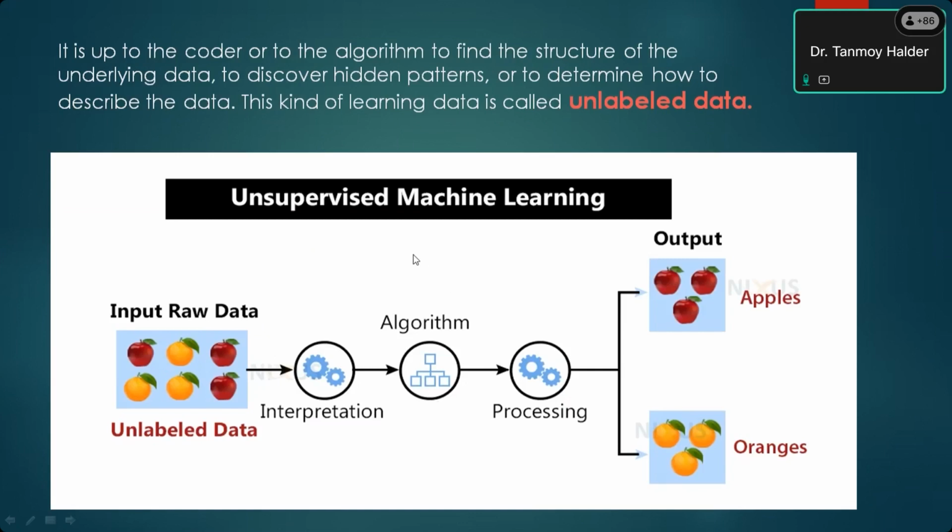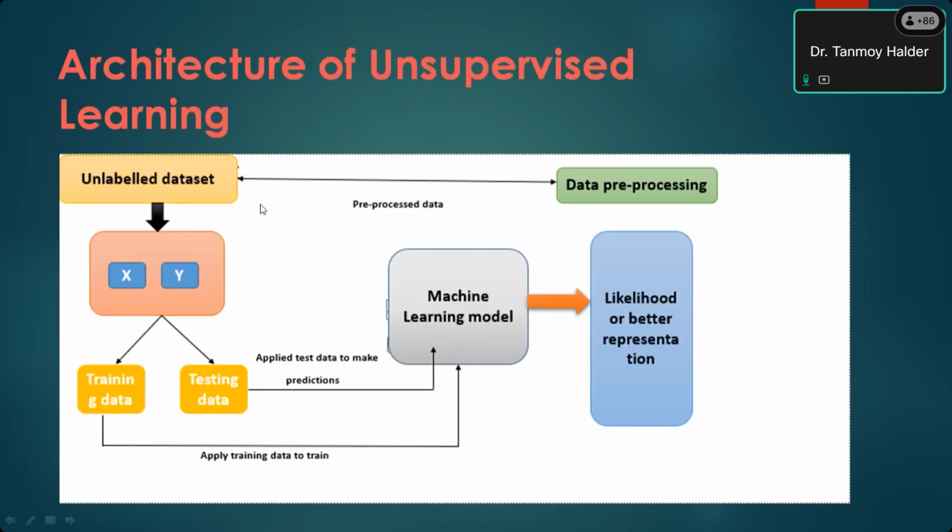For unsupervised learning, we have to use unlabeled data. Remember, for supervised learning, we have used labeled data, but in this case, I am using unlabeled data. This is the architecture of this unsupervised learning. Everything is same, but I have used an unlabeled data set. Because in real life, it is not always possible that you will get the labeled data.